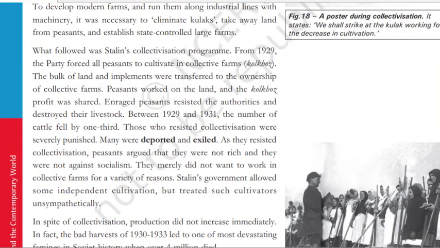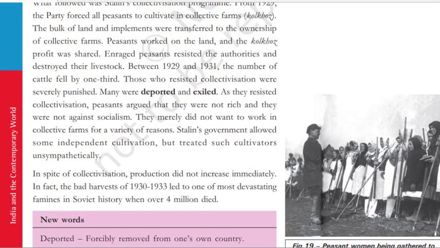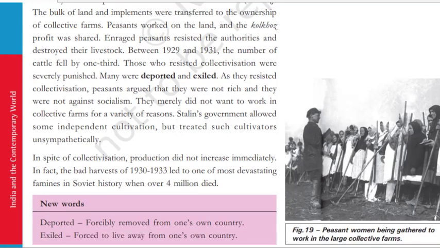What followed was Stalin's collectivization program. From 1929, the party forced all peasants to cultivate in collective farms, kolkhoz. The bulk of land and implements were transferred to the ownership of collective farms. Peasants worked on the land, and the kolkhoz profit was shared. Enraged peasants resisted the authorities and destroyed their livestock. Between 1929 and 1931, the number of cattle fell by one-third.